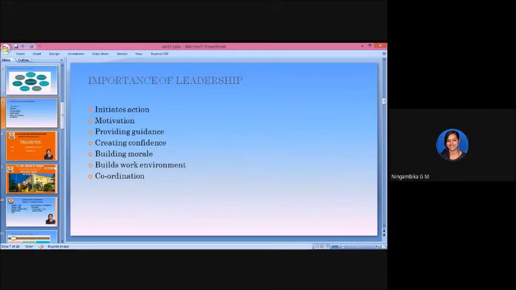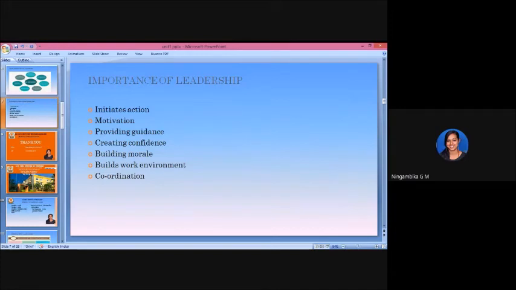Initiates action. So a leader is a person who communicates the workflow to the subordinates. He is a person who starts the work. He explains the work to the subordinate, how the work can be carried out. This is your task. These are your responsibilities. If you follow this plan, you can reach your goal easily. Hence, he is always the first person to initiate the action, to explain to the subordinate the policies and plans, from where the actual work is going to start. Hence, the first importance is initiates action.